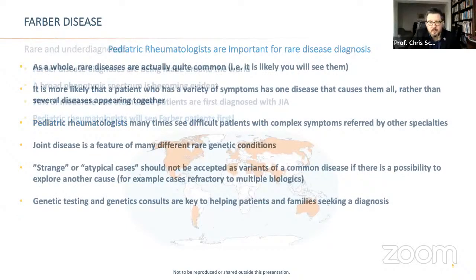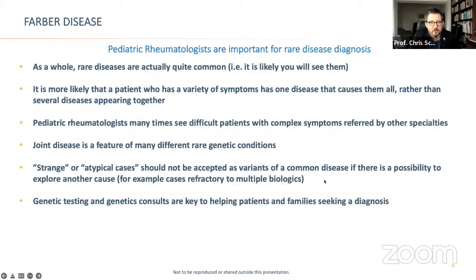So as you know, this is not new to us as pediatric rheumatologists. Rare diseases are actually quite common when you put them all together. In fact, all of the things we look after are rare diseases, and yet we all seem to be very busy. It's more likely that a patient who has a variety of symptoms has one disease that's causing all of the symptoms rather than several different diseases appearing all together. A little bit opposite to what we're often taught in medical school, where it says that if you hear hoofbeats, think of horses. And in this case, we want to show you how to look for the zebras that are making the hoofbeats.